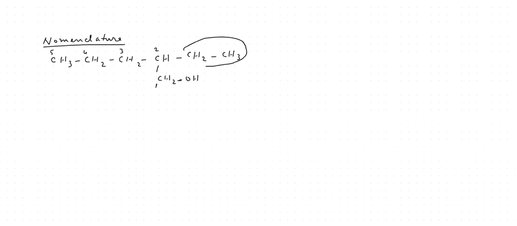So the name of this compound is 2-ethylpentan-1-ol, pentane for 5 carbons, 1-ol. This is the name of this alcohol.